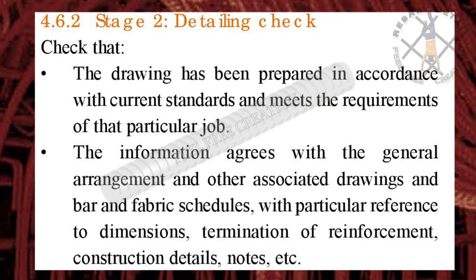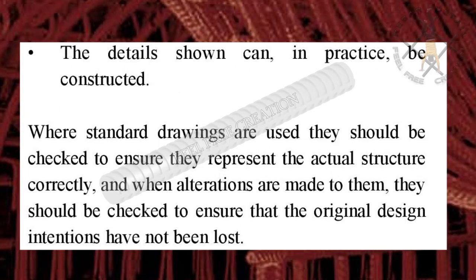Stage 2, Detailing check. The drawing has been prepared in accordance with current standards and meets the requirements of that particular job. The information agrees with the general arrangement and other associated drawings and bar and fabric schedules, with particular reference to dimensions, termination of reinforcement, construction details, notes, etc. The details shown can, in practice, be constructed.